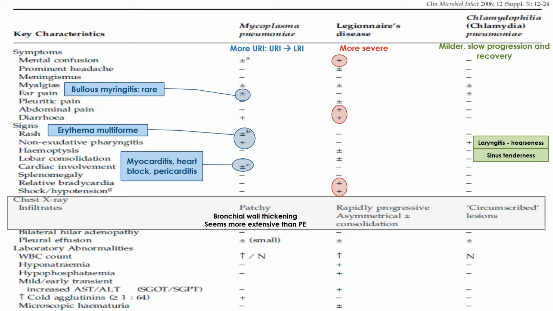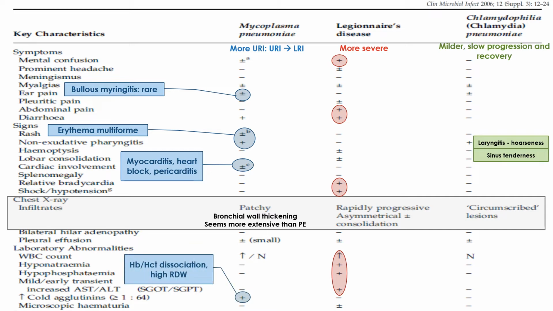For Legionella, the X-ray shows rapid, progressive, asymmetrical consolidation. It's like typical severe pneumonia, but Chlamydophila shows a circumscribed region. The other labs that differentiate the three organisms: Legionella has hyponatremia, hypophosphatemia, and elevated ALT. These are commonly found in this disease because it is more severe than the other, right?